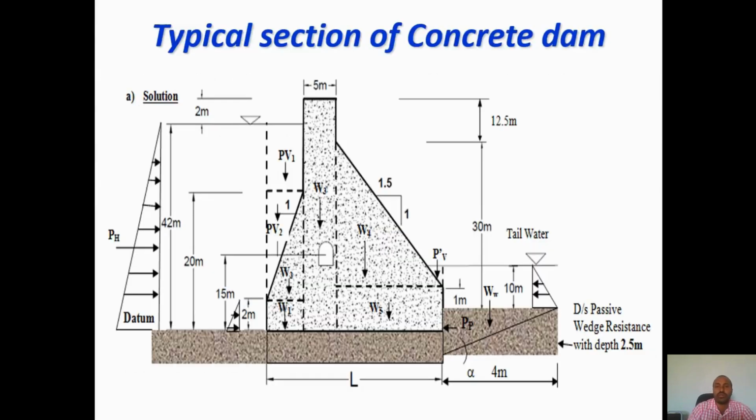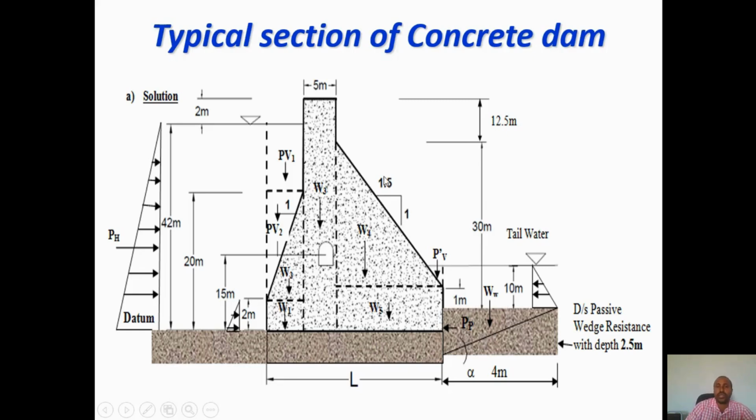Okay, this is a typical cross-section of an embankment dam. You can see the reservoir filling with the upstream slope and the crest width dimension, and the downstream slope also. You have the downstream passive wedge resistance and also the hard rock strata below the foundation.